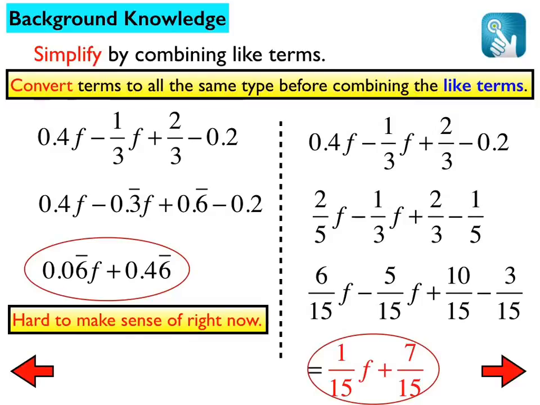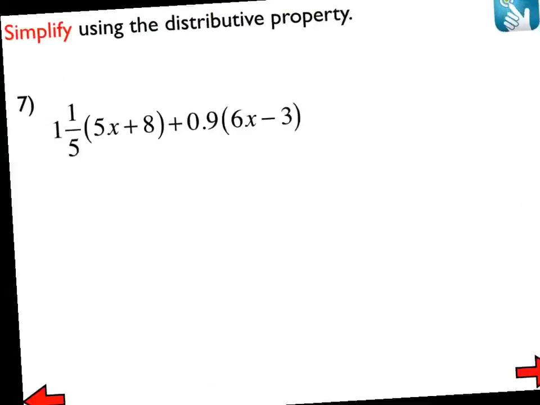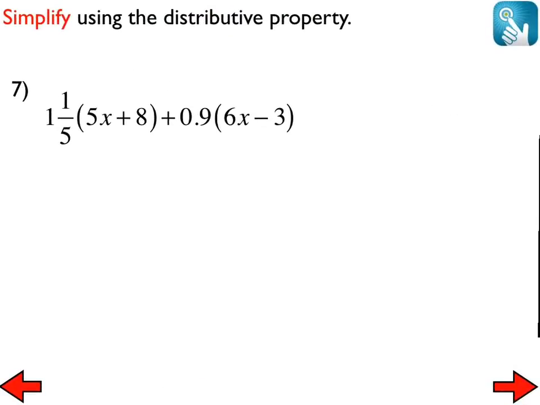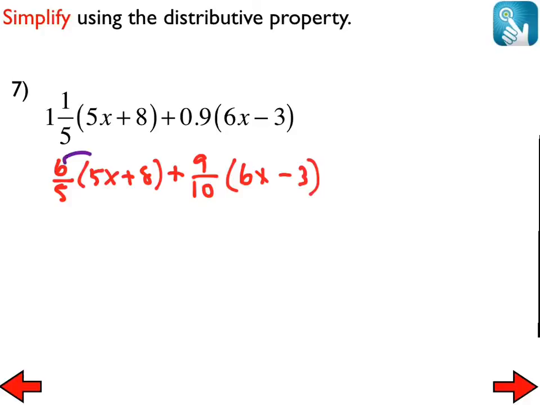Right. It's much easier to convert to fractions. Okay? So we're going to do it that way. So here we have mixed up types. We have some fractions, some decimals. First thing you need to do is change that mixed number to an what? Improper. So this would be 6/5 times 5x plus 8 plus, what's 0.9? 9. Good, 9/10. You just write 9 over 10. Simple as that. And then we can distribute.